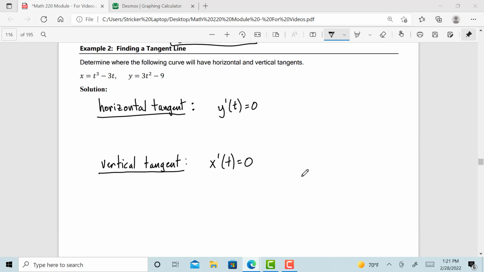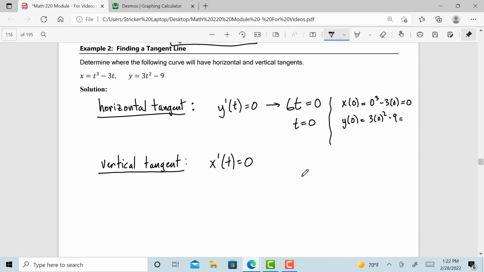If we have y prime of t is equal to 0, that's going to mean what? Well, y prime is 6t. And if we set that equal to 0, that means t is equal to 0. Well, if t equals 0, what does x equal? X of 0 is equal to 0 cubed minus 3 times 0, that's 0. Then we could find out what y is at 0. Y of 0 is 3 times 0 squared minus 9. That's negative 9.